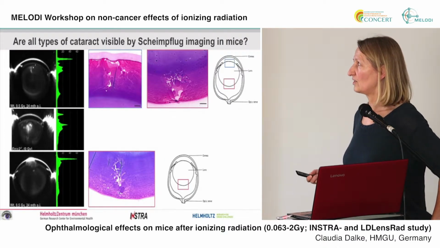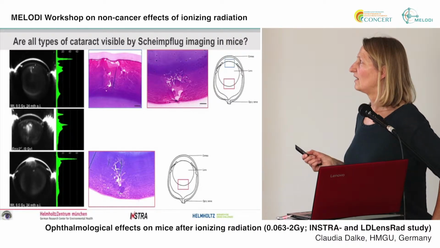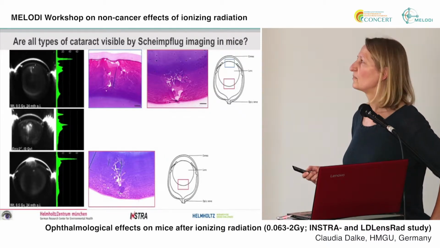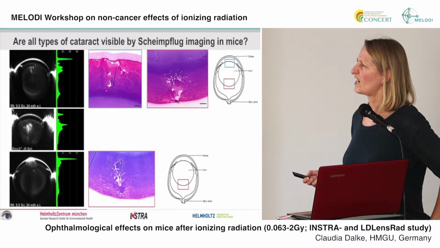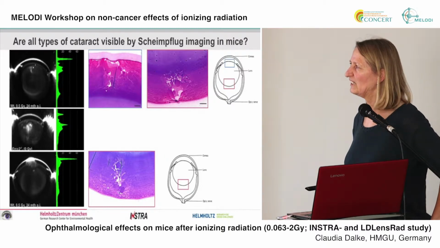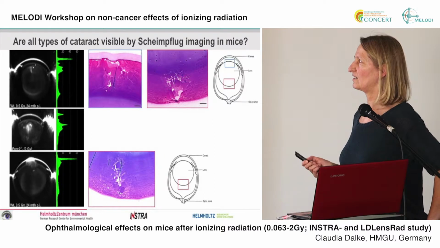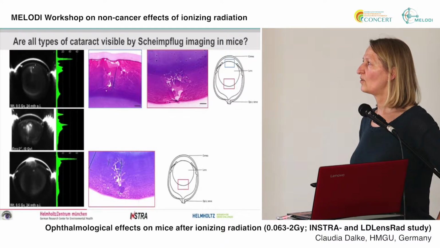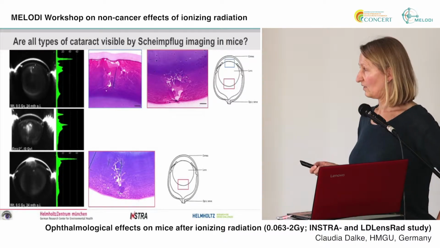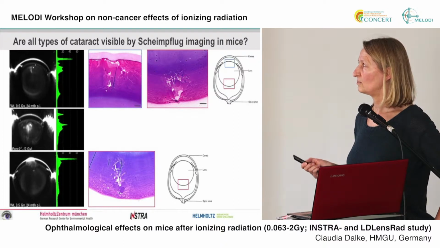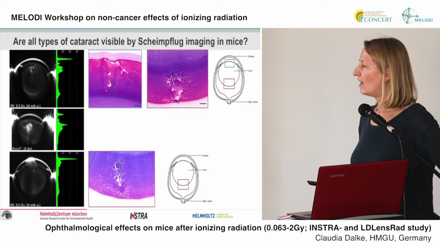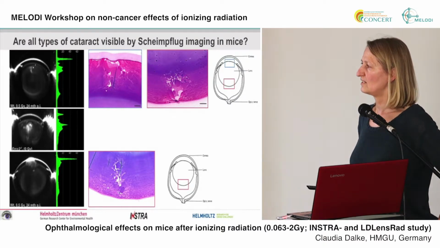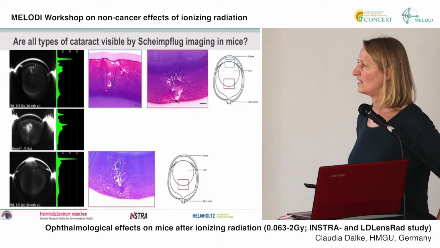And this also. So here you can nicely see the anterior clouding in the lens, and also some shiny thing in the back of the eye. And so these are the histological sections of this eye, and you can clearly see anterior and posterior changes. And this is another example, also a 0.5 gray irradiated mouse, 24 months after irradiation.